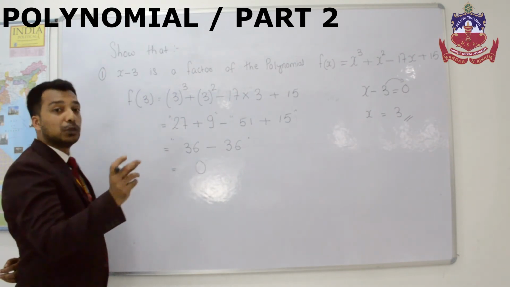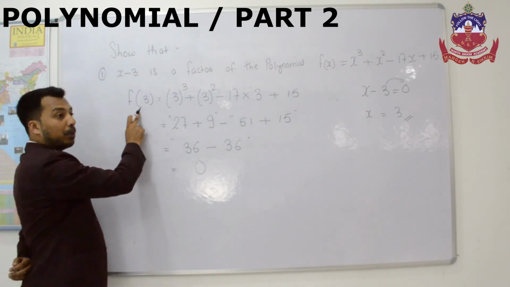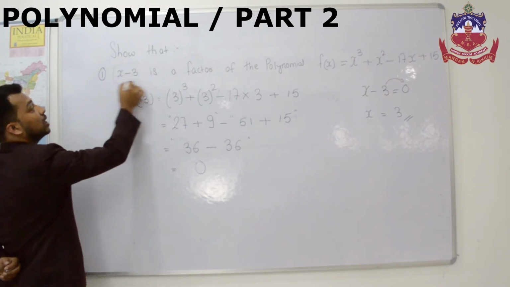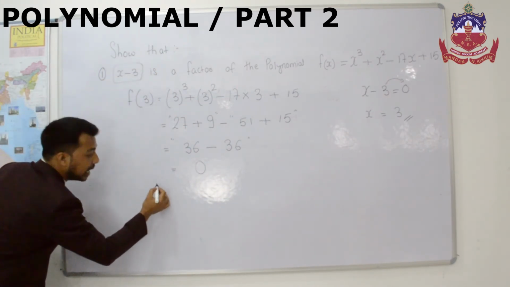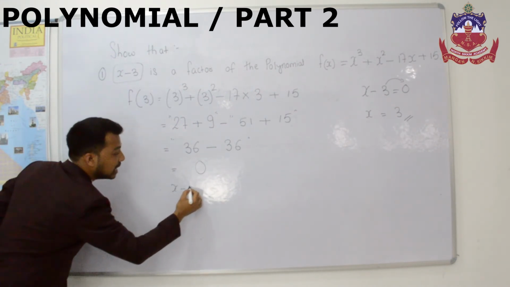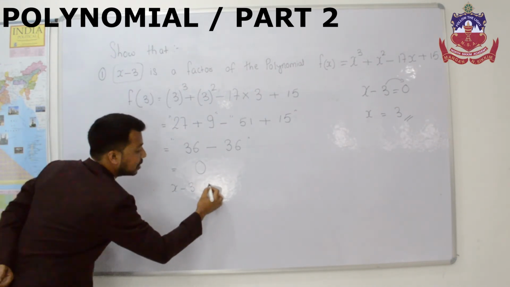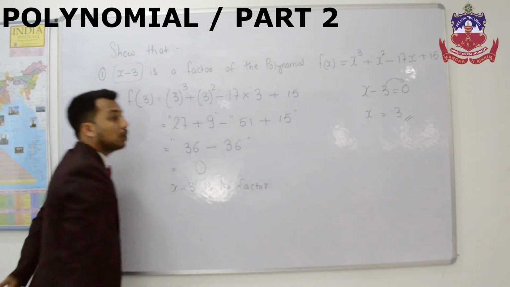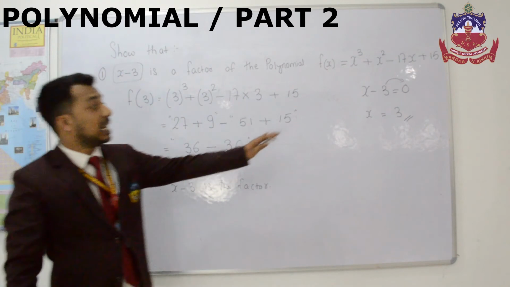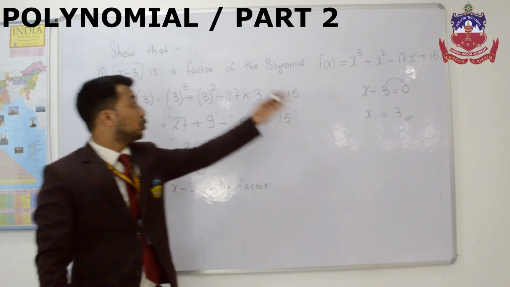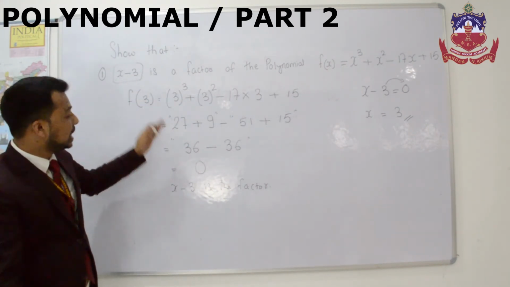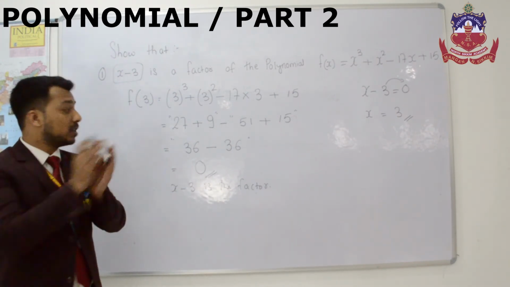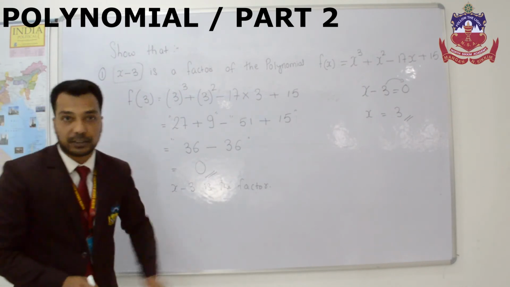So the value which, when substituted in the given polynomial, has given us the answer 0, that expression is known as your factor. So we can say therefore x minus 3 is the factor. And why is it known as a factor? Because the value of the variable, that is x equals 3, when substituted in the given polynomial has given us the final answer that is 0. And that value which gives us the 0 is known as your factor.